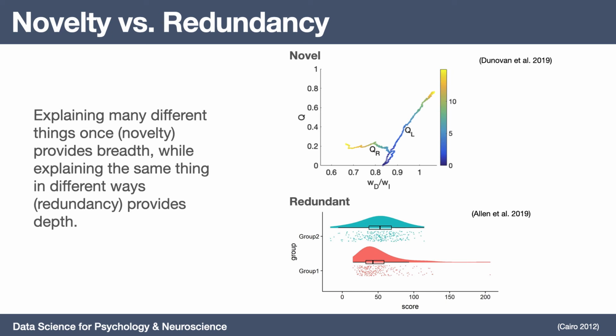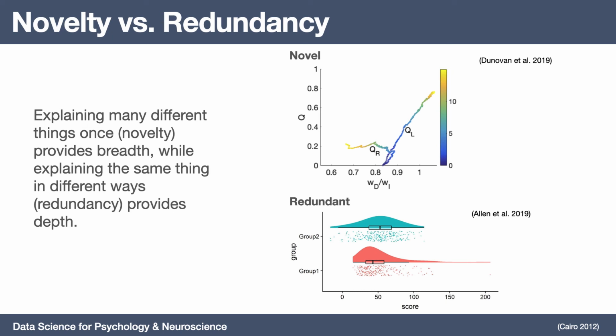Finally, there's a tension between novelty and redundancy. What we mean by that is that explaining many different things at once, novelty, provides breadth, while explaining the same thing in different ways, redundancies, provides depth.